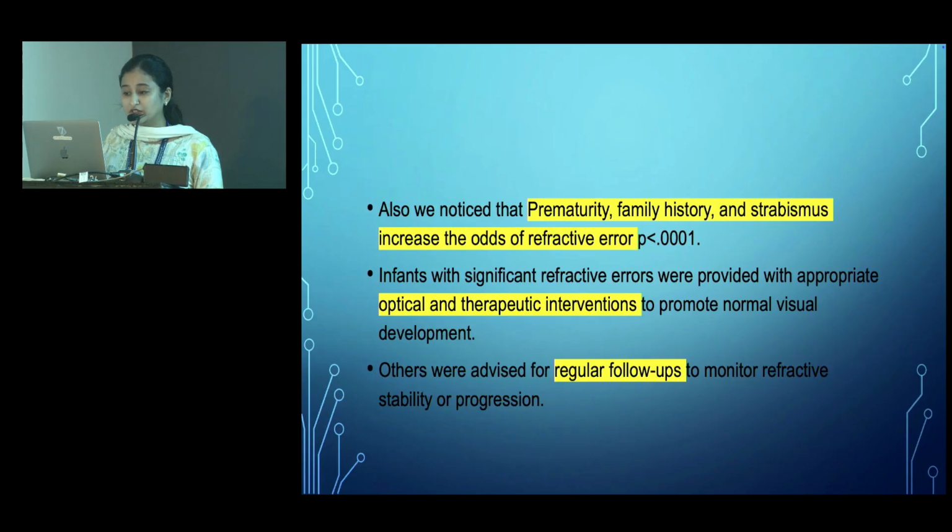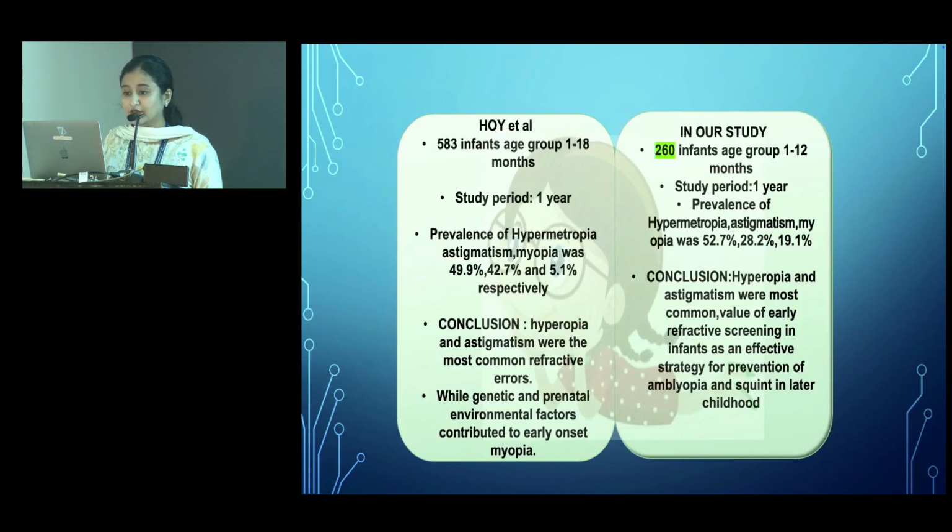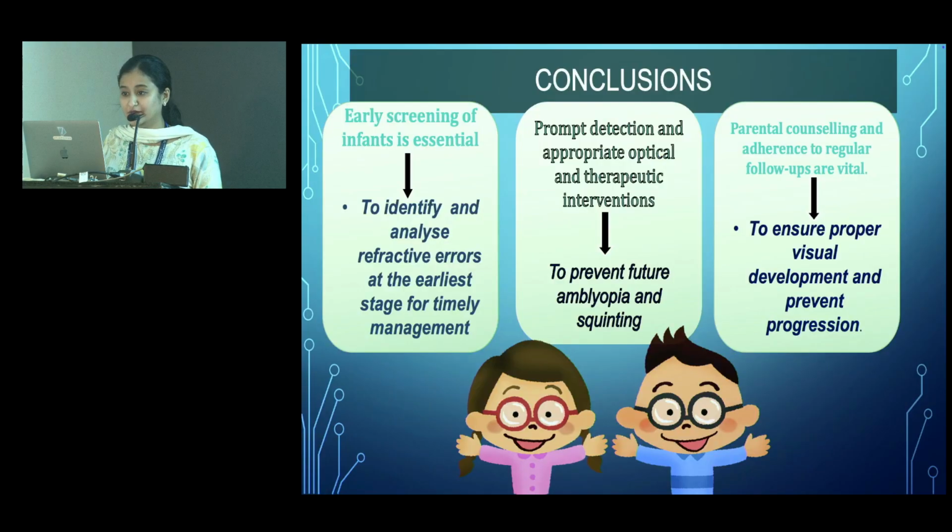Also, prematurity, family history, and strabismus increase odds of refractive error, and they should be provided with optical and therapeutic intervention and also regular follow-ups. And comparing with the study of OA et al. of 583 infants in a study period of 1 year, the most common refractive error was hypermetropia, followed by astigmatism, while genetic and prenatal environmental factors contributed to early onset myopia.